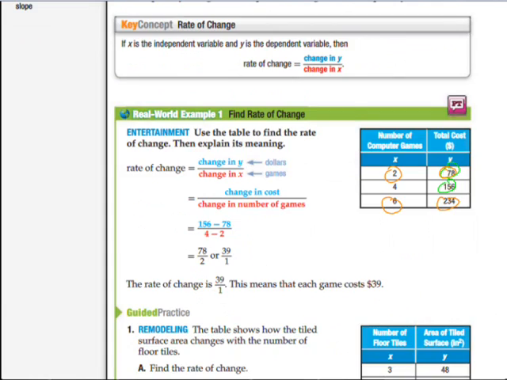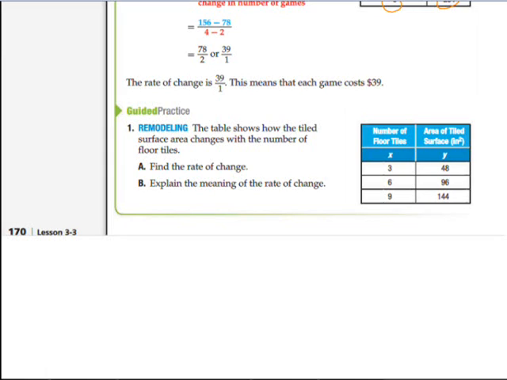Okay? So real simple, quick practice problem. Find the rate of change here. So what's the rate of change? So let's pick any two y's. It doesn't matter which. Hopefully somebody said that one because I just feel like doing that one. So we'll do 144 minus 48 divided by, and then I've got to pick the x's that correspond to that. Okay, so 9 and 3.